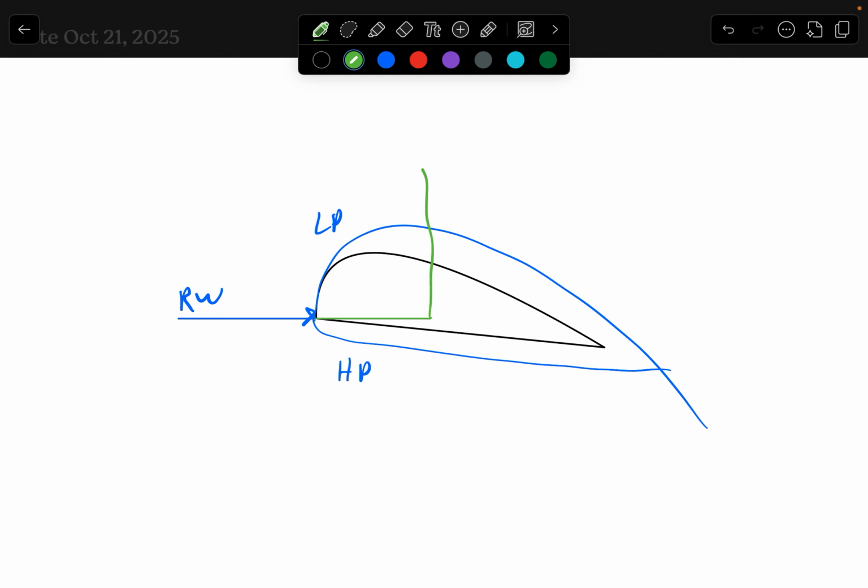Now, lift likes to act 90 degrees from relative wind. All right, so what is relative wind? Well, relative wind is wind that travels parallel and opposite to the path of the aircraft. All right, so we have our lift vector here acting 90 degrees.